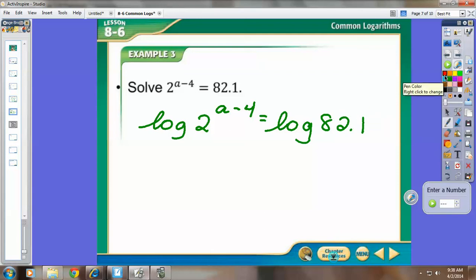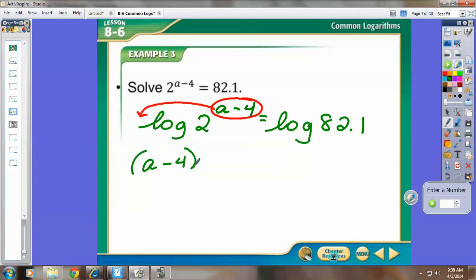Again, we have an exponent. What's our exponent? A minus 4. So we're going to move that to the front. Now, when I move that exponent that's a binomial to the front, I'm going to put parentheses around it because it is more than one term. We're solving for a. I don't want to distribute, that's going to be ugly here. Let's get rid of this log 2. What can we do to get rid of log 2? Divide both sides by log 2.